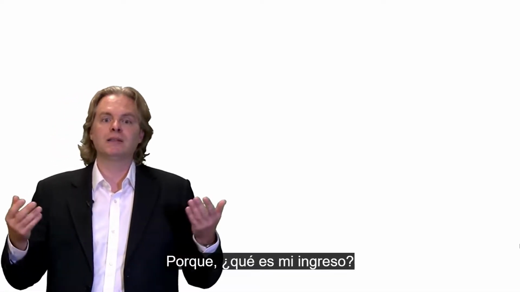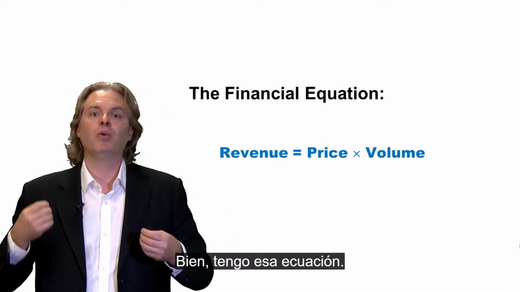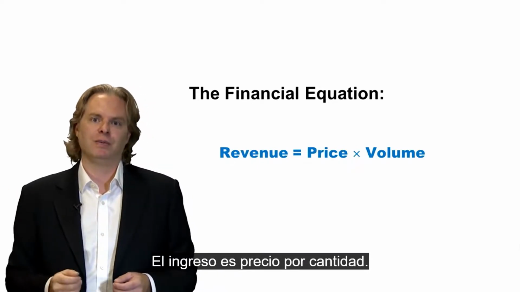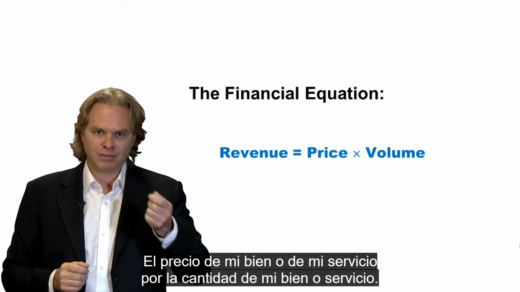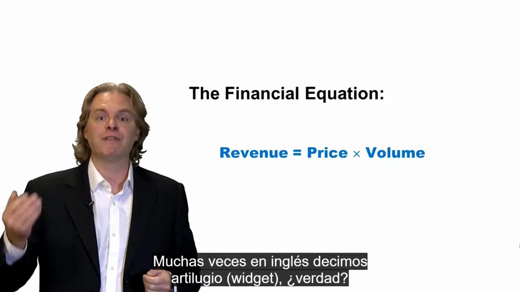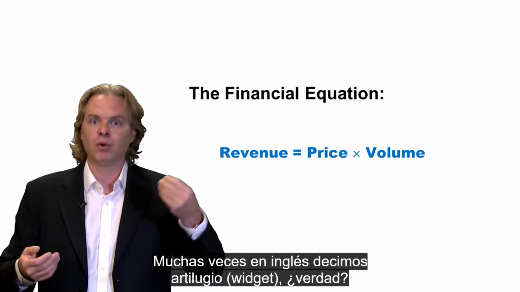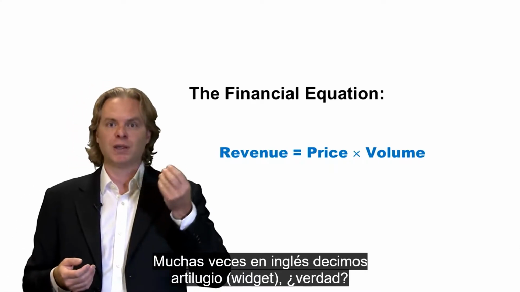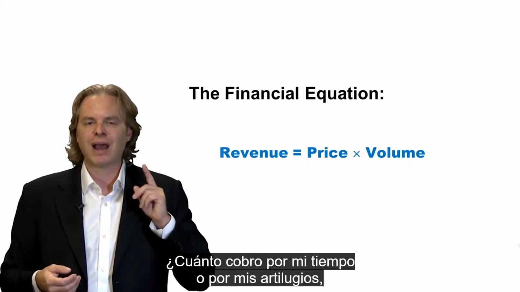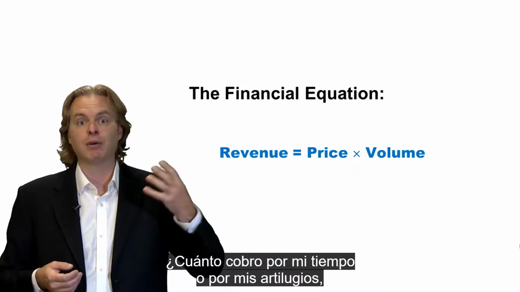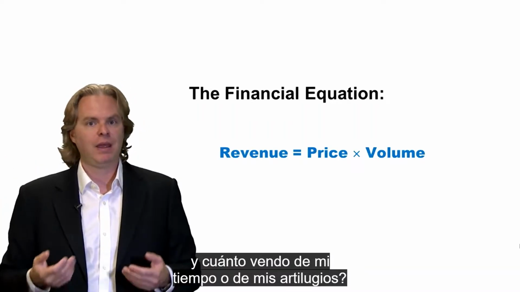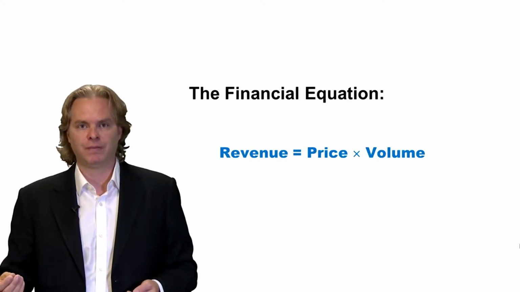Because what is my revenue? Well, we got that equation. Revenue equals price times volume. The price of my item or my service times the volume of my item or service. A lot of times in English we say widgets, right? You either sell time or you sell widgets, you sell things. So how much do I charge for my time or for my widgets, and how much of my time or my widgets do I sell? That's revenue, price times volume.